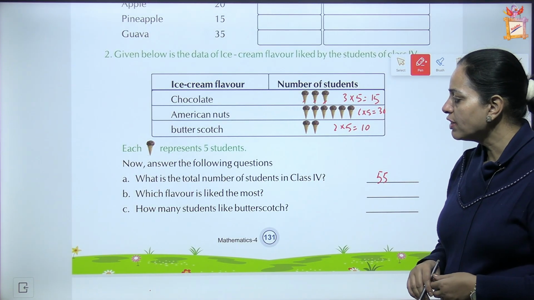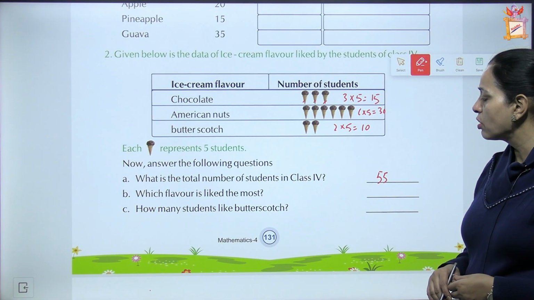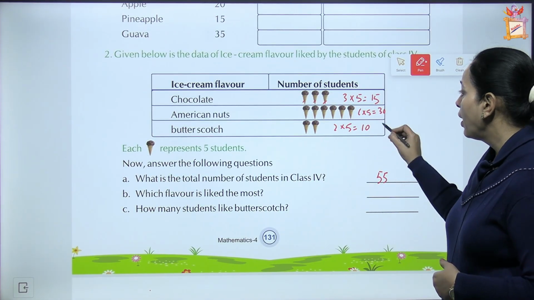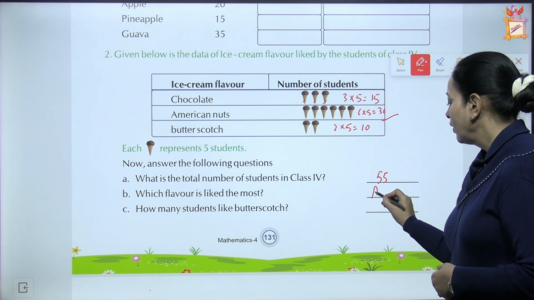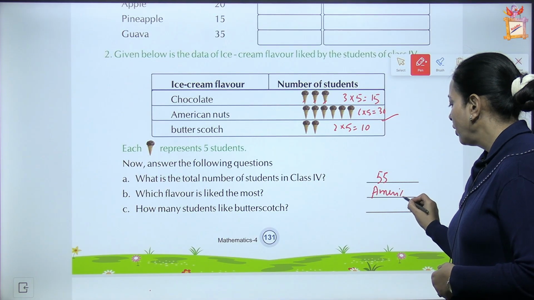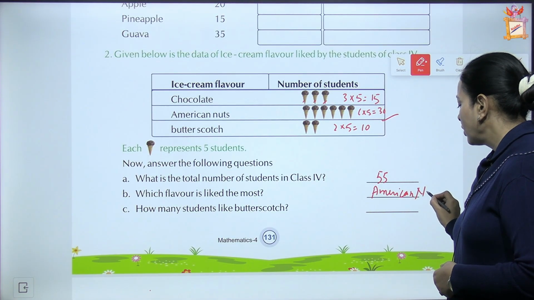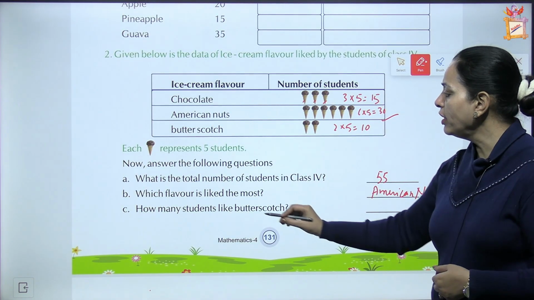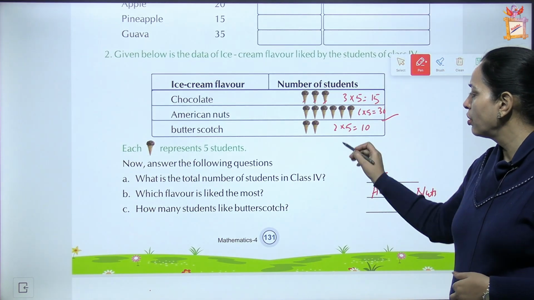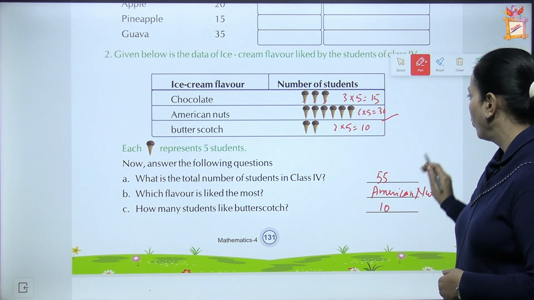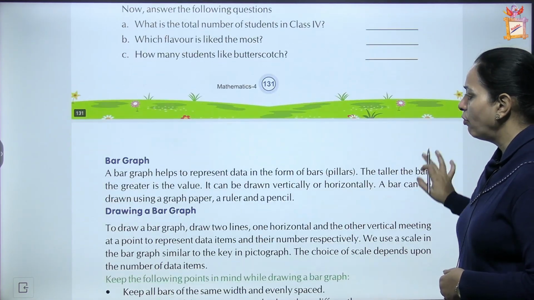The B part, which flavor is liked the most? So sabse zyada, which one? American nuts. And how many students like butterscotch? 10. Okay, so very simple, very interesting.